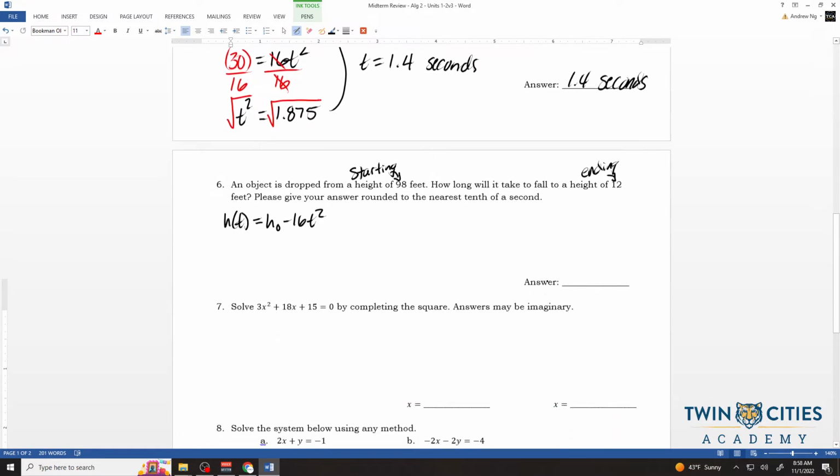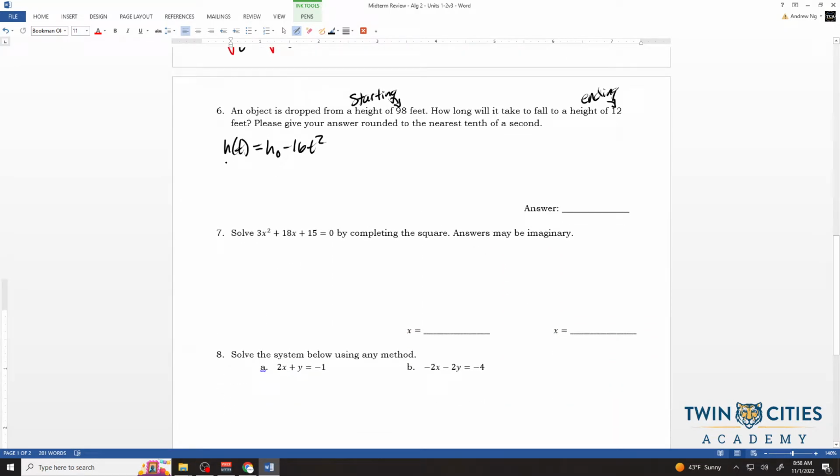Now, what do these mean? h of t is your height after a certain amount of time, or in other words, the height that we're going to end at. In this case, that is 12. So 12 is equal to h naught, your initial height or starting height. In this problem, that's going to be 98. And then I've got minus 16t squared. So let's solve for t. I'll subtract 98 from both sides.